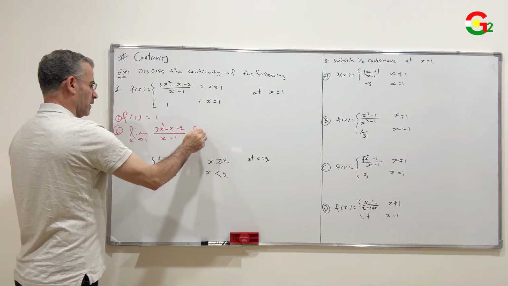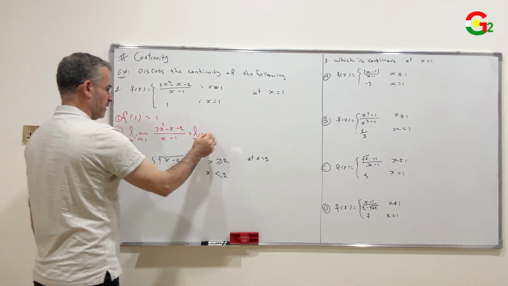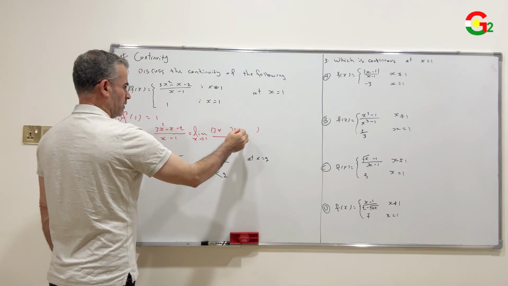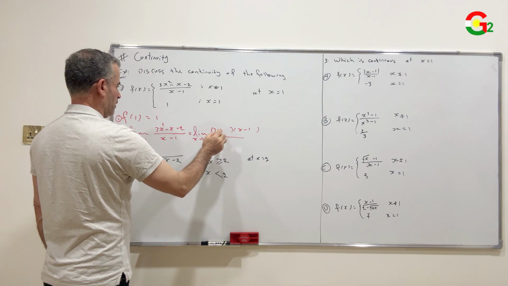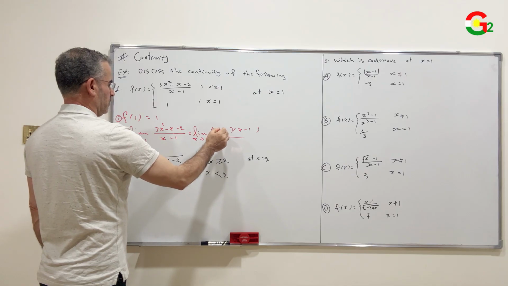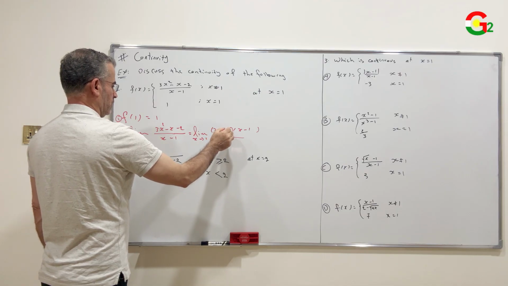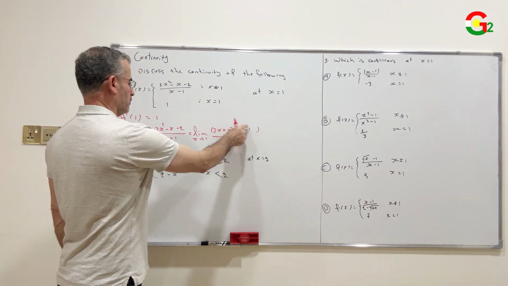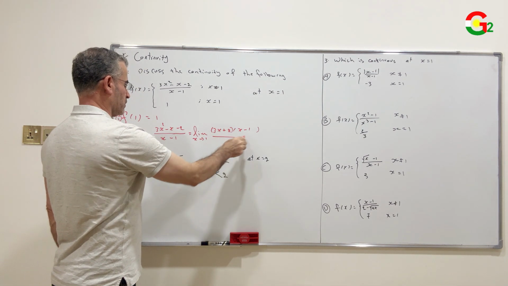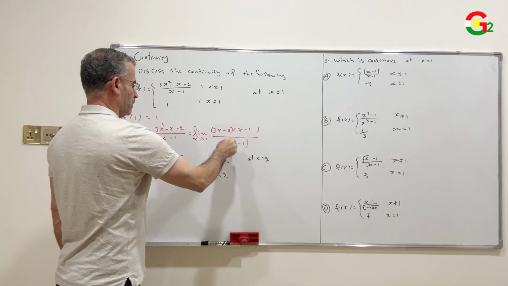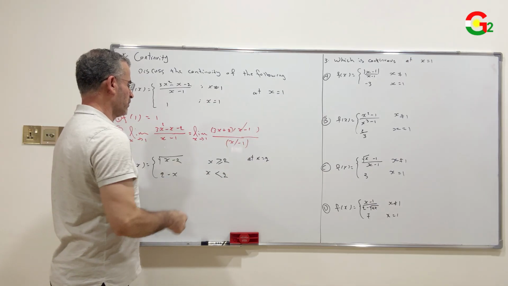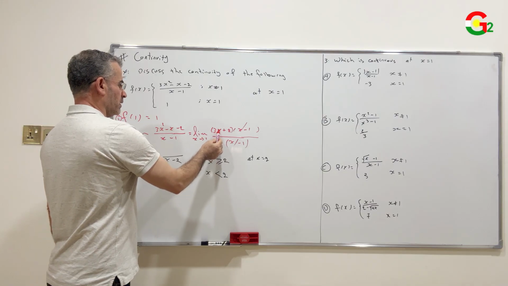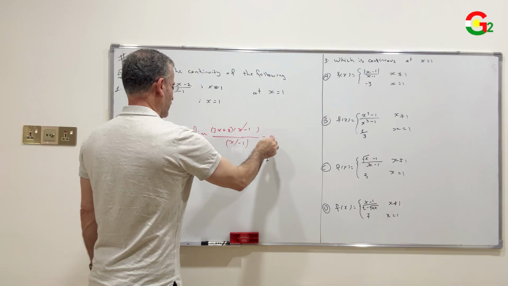Therefore, I'll try to analyze the numerator by experiment. 3x² − x − 2 factors as (3x + 2)(x − 1). Reduce x − 1 with x − 1. Substitute every x with 1: 3 times 1, 3 plus 2, 5.